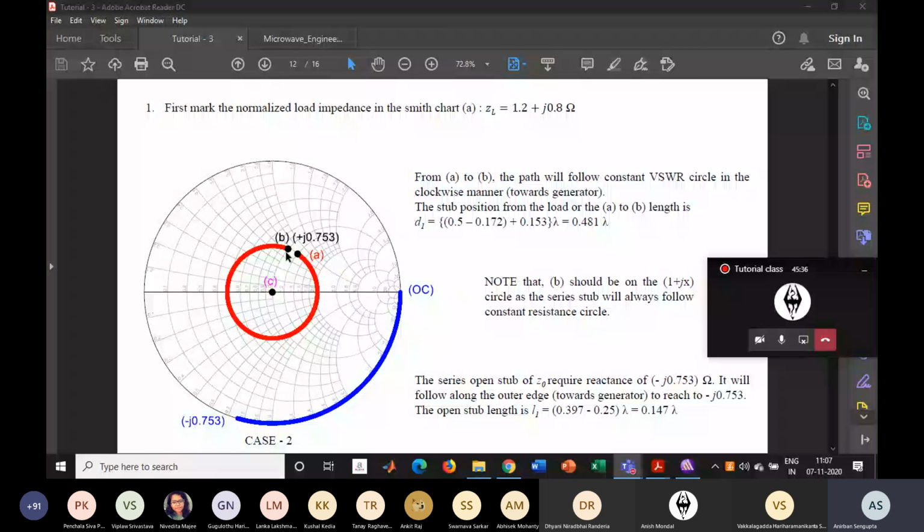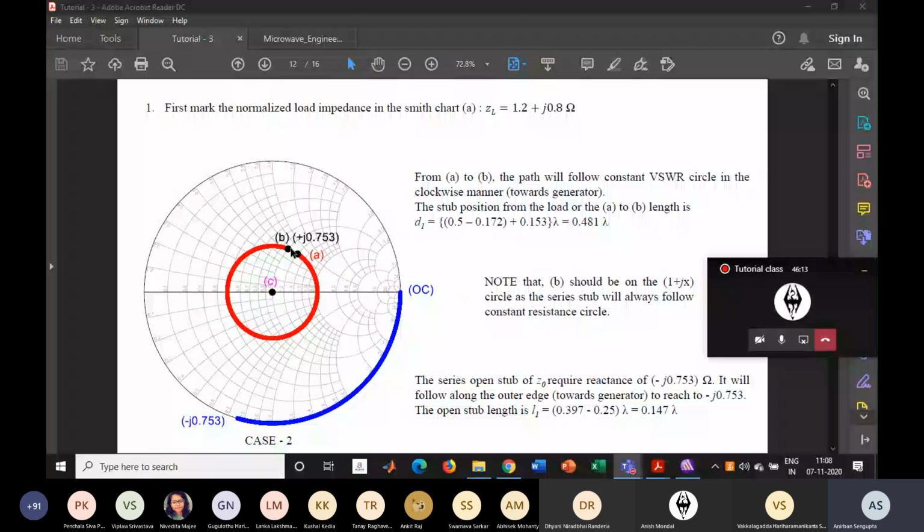So just calculate the distance, so you will find out at which distance this stub will be connected. Now what should be the length of the stub? Again the same, because for this point the reactance part is j 0.753, but we want to compensate that by adding a complex conjugate reactance of this. So the complex conjugate is minus j 0.753.